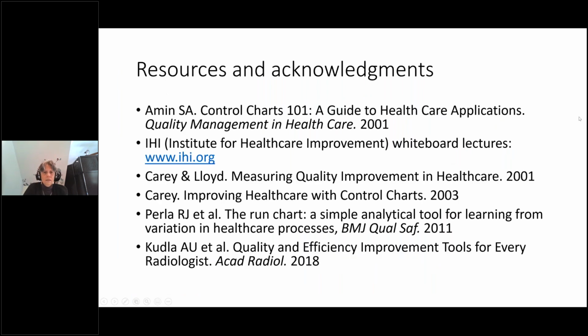That's the end of that content with one exception. I've put the resources and acknowledgements here because I didn't want to miss them. Again, this is a great article by Sandra Amin. And also the IHI website has some whiteboard lectures that are 5 or 8 minutes long that do a great job of explaining this. And there's some other resources and articles that I have found helpful.